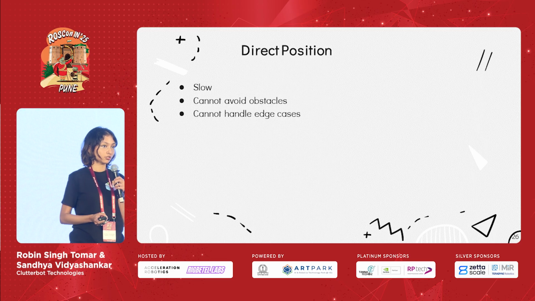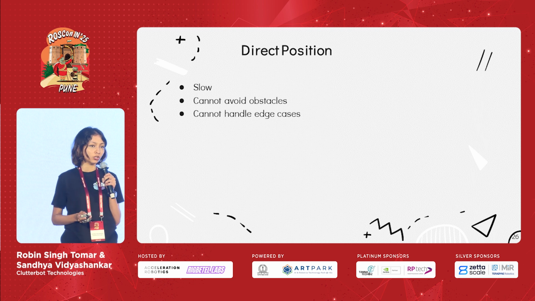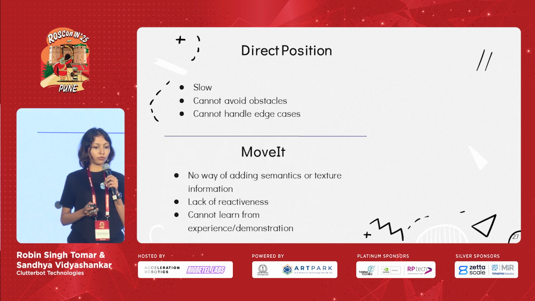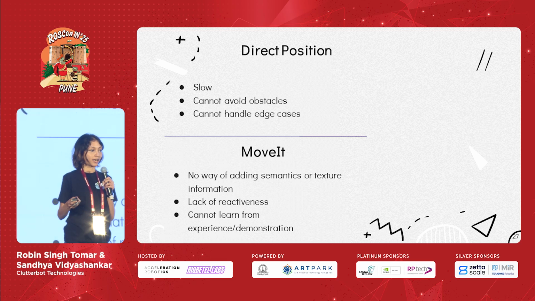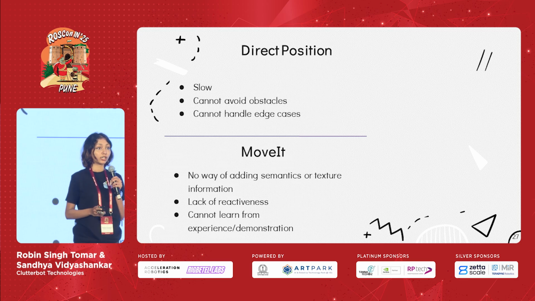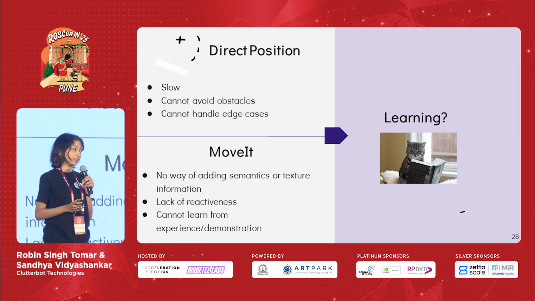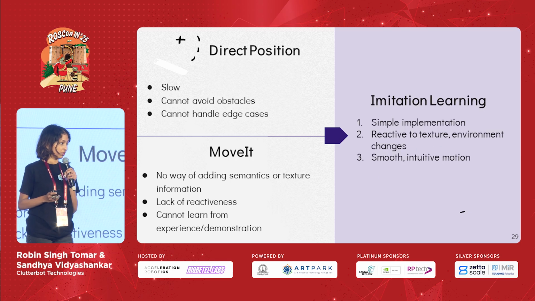So our initial direct position approach had the issue of being slow. It couldn't really avoid obstacles or handle edge cases very well. Meanwhile, our MoveIt-based system, while it was excellent for our specific use case, the lack of textual and semantic understanding was not the best. Also, in addition to that, the biggest thing was that this system could not really learn from experience or adapt to new scenarios. Yep, I said learning. So this brings me to our next solution, an imitation learning-based solution.